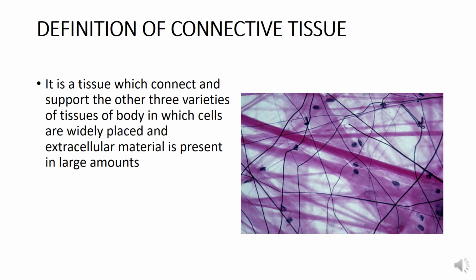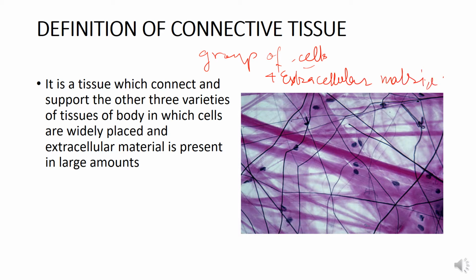So what is the definition of the connective tissue? As you know, the tissue consists of cells, group of cells, and the extracellular matrix. So tissue consists of group of cells plus extracellular matrix.